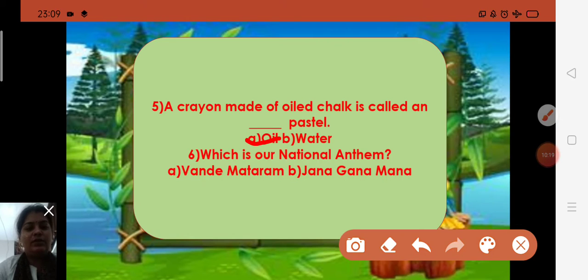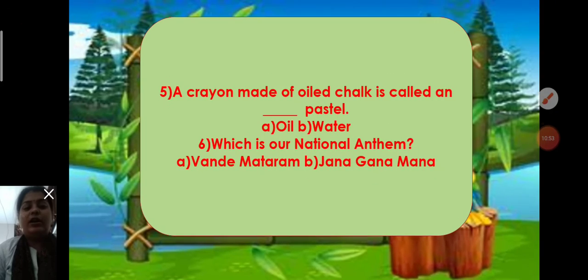Now, which is our national anthem? Do you know? Yes, children. Jana Gana Mana is our national anthem. Who wrote our national anthem? Rabindranath Tagore. Okay, and what do you know about Vande Mataram, children? Yes, Vande Mataram is our national song, written by Bankim Chandra Chatterjee. But it is asking which is the national anthem, so you will have to write Jana Gana Mana. Jana Gana Mana is our national anthem, written by Rabindranath Tagore.